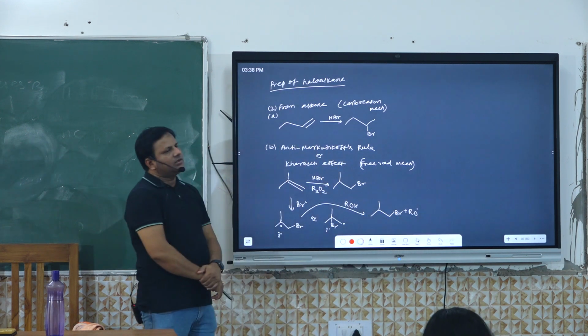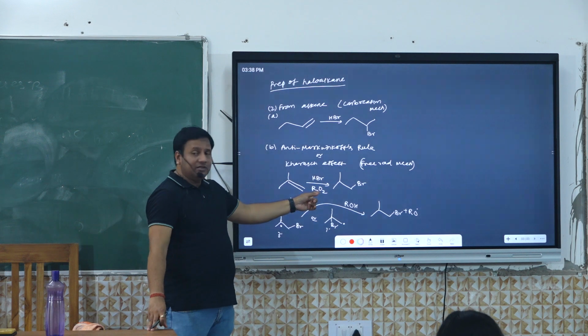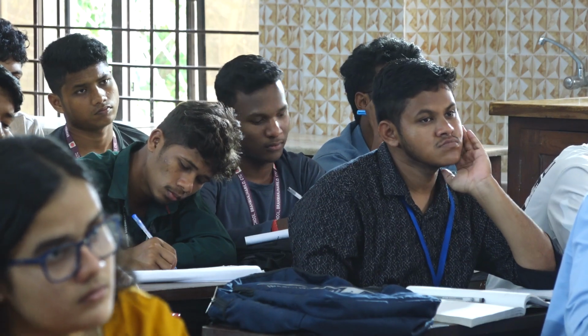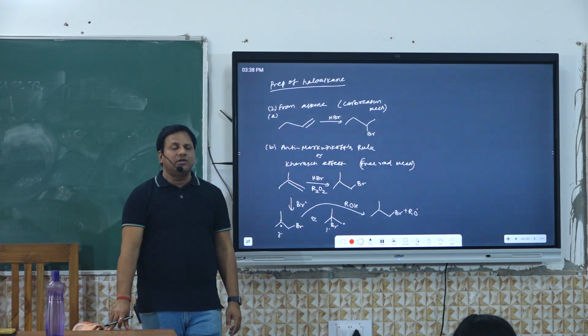This is an RO dot, so last one. One RO dot is already remaining, and this is another RO dot. So two RO dots will be combined to give peroxide, R2O2. I hope all of you got this mechanism. Now the question is, in the absence of peroxide, will it follow the Markovnikov or anti-Markovnikov?